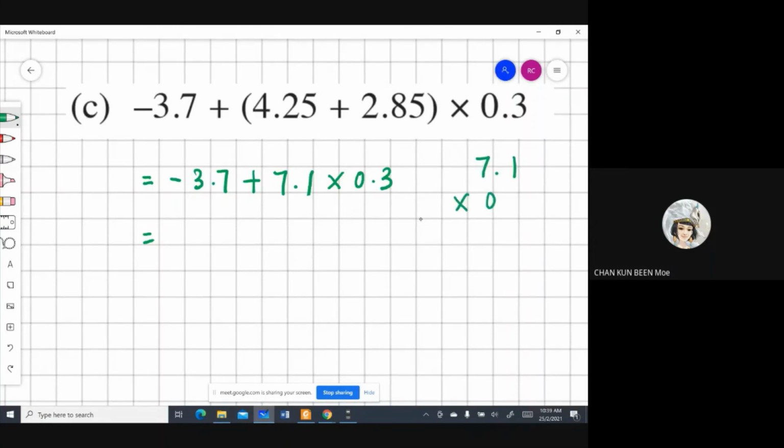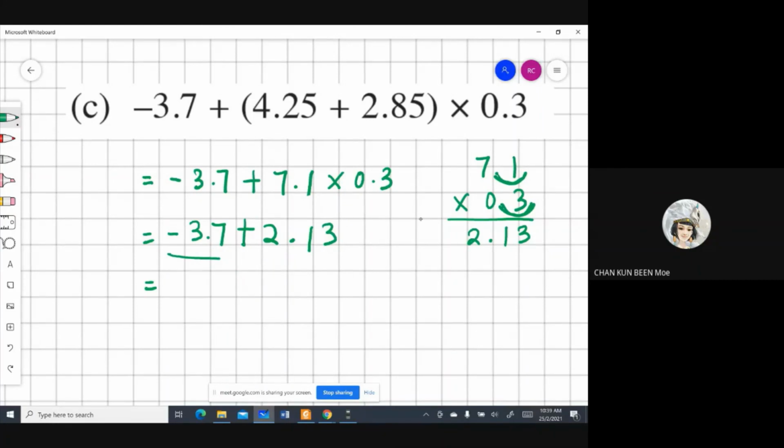7.1 times 0.3. 3 times 1, 3. 3 times 7, 21. The decimal point here, we have 1 decimal place, 2 decimal places. So 1, 2 from the back, the decimal point is here. Which means this is negative 3.7 plus 2.13. Okay, so 2.13, I write down properly. This is 2.13. You plus a negative 3.7.